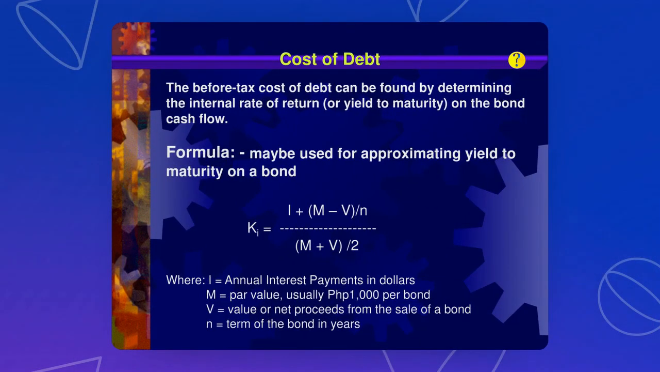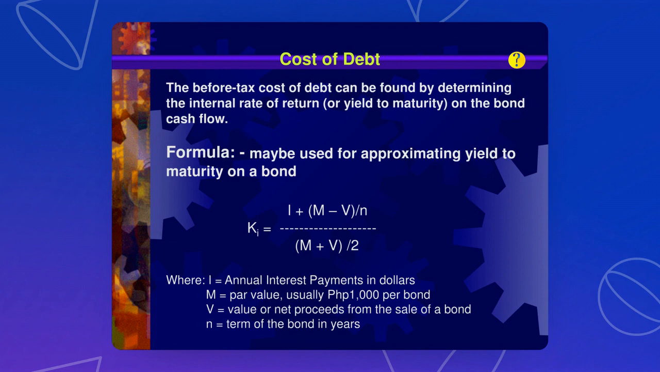That's why here, class, please take note of the formula. What is the formula for the KI? It is I plus M minus V divided by N, divided by M plus V divided by 2. What does I mean? I is for the interest. M here is the par value, and usually it is 1,000 per bond. V is the value or the net proceeds from the sale of the bond. And N is the term of the bonds in years.